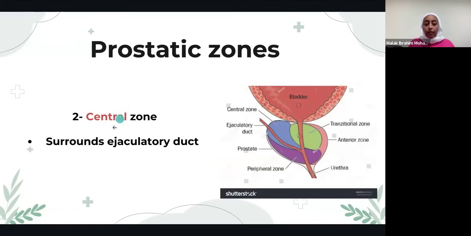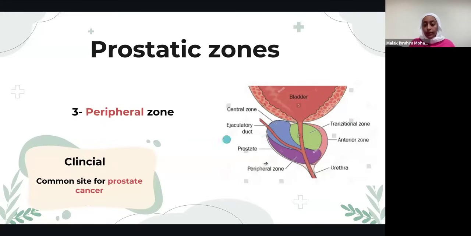Okay, then you're gonna have the central zone, which is surrounding the ejaculatory duct. You have the seminal vesicles, and then from the seminal vesicles, you're gonna have those ejaculatory ducts. And this zone that surrounds the ejaculatory duct is the central zone. We said the transitional surrounds the urethra, central zone surrounds the ejaculatory duct. And lastly, the peripheral zone. It's the common site for prostate cancer. A mnemonic to memorize it: peripheral starts with a P, and then prostate cancer. So the peripheral zone is the prostate cancer.